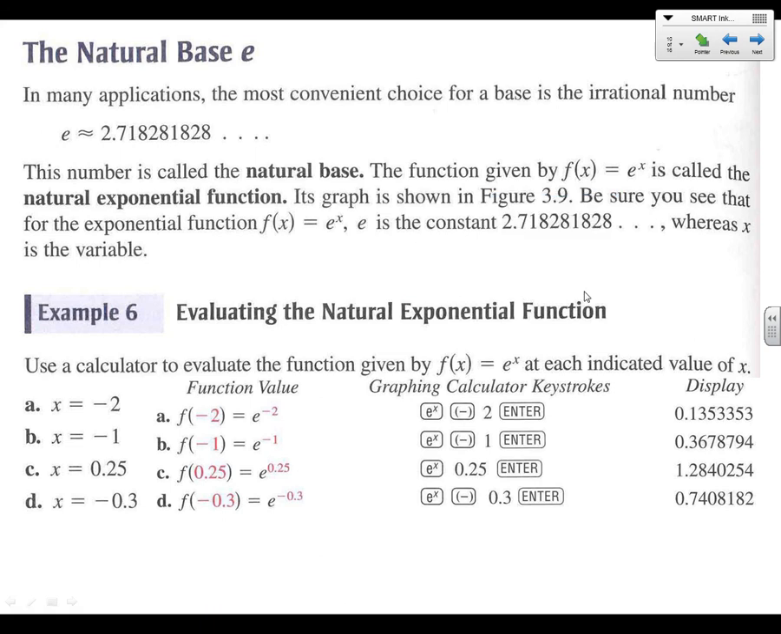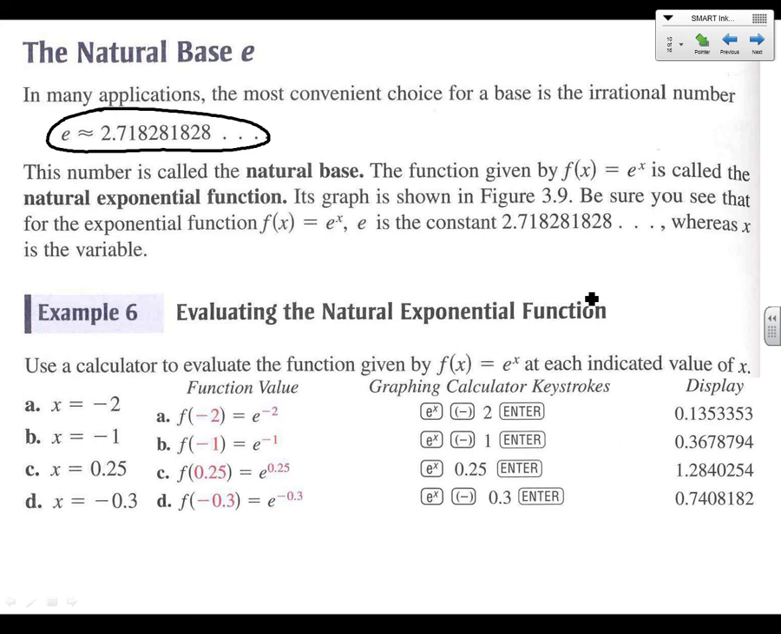Okay, examples 6 and 7 are going to use the natural base e. So e is just like pi, even though it looks like a variable, it is actually a constant. And just like pi, it's a decimal that goes on and on and on, but it's approximately 2.72. 2.718281828. That is just an approximation. The decimal goes on a long ways.